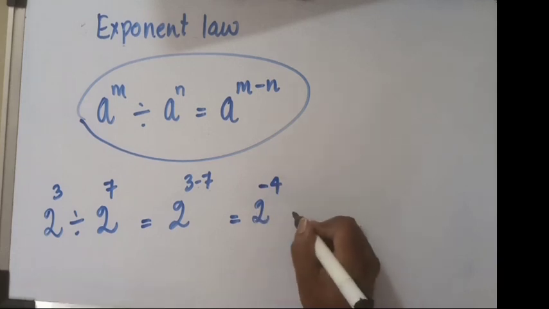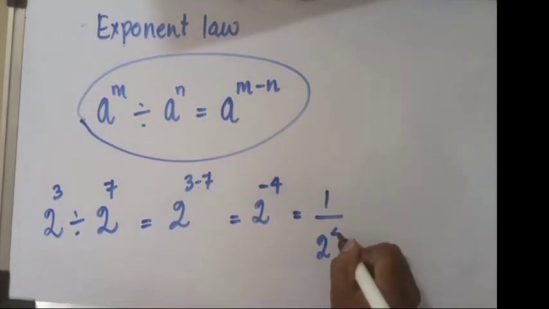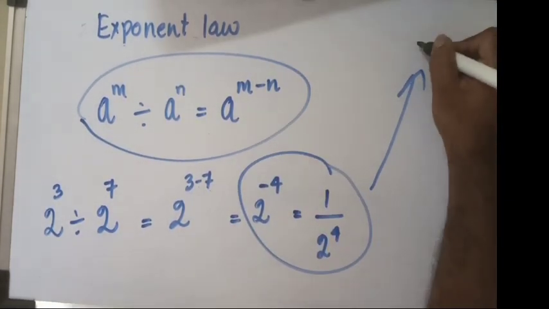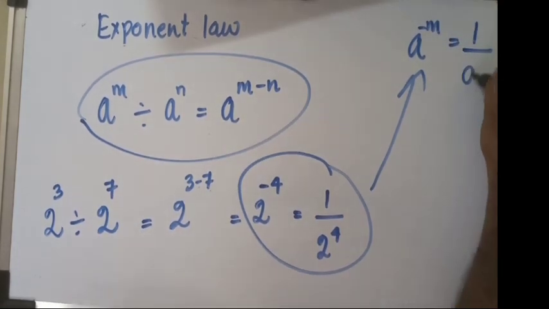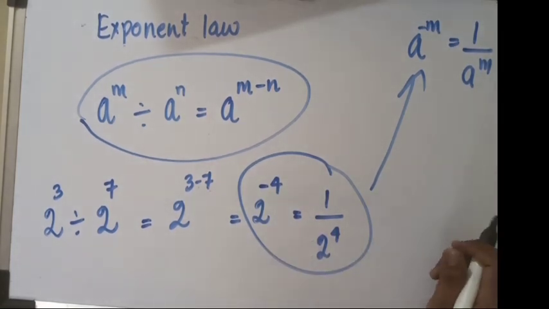But 2 raised to minus 4 can be written as 1 upon 2 raised to 4. Because there is another exponent law which states that a raised to minus m is 1 upon a raised to m. So you need to remember this exponent law also.